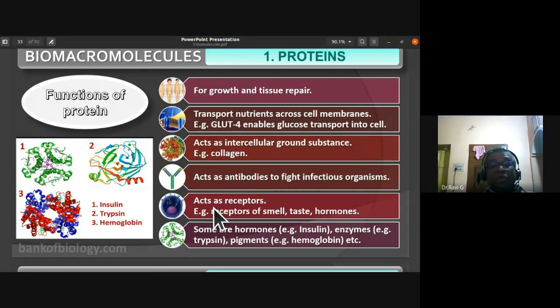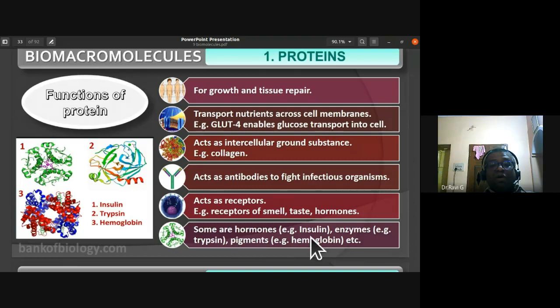Proteins also act as receptors. Examples are the receptors of smell, taste, and hormones.